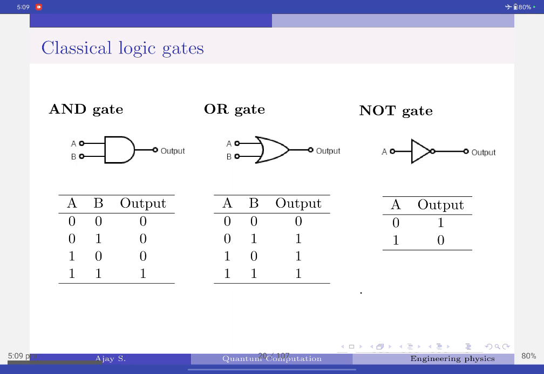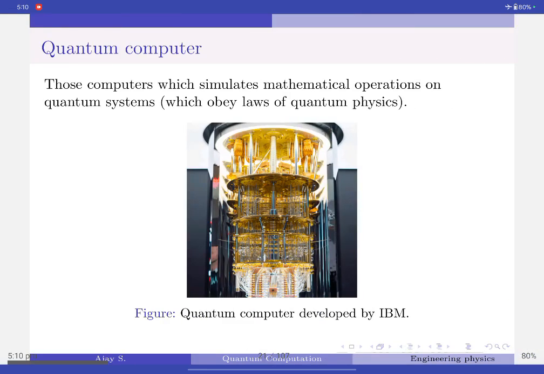In the OR gate, only when both are 0 is the output 0. If one of them is 1, then the output is 1. And the NOT gate is just the negation, where you input 1 and the output is 0, and the other way round. Now let us come to a quantum computer.